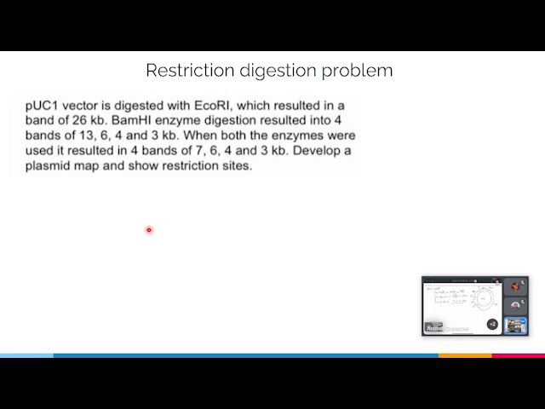So equipped with this information, we can safely say that our EcoRI site is in the middle of the 13 kb fragment, which cuts the 13 kb fragment into a 7 kb and a 6 kb fragment. Thus our entire restriction map should look something like this. BamHI, which will have 4 sites, and EcoRI, which will have 1 site present inside the 13 kb fragment of BamHI.